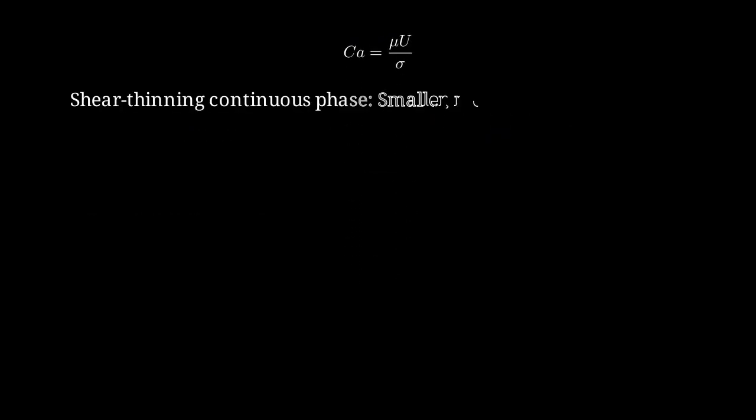When the continuous phase is shear thinning, something interesting happens. Near the forming droplet, shear rates are high, so viscosity drops. This reduces the viscous stress and allows for smaller, more uniform droplets.